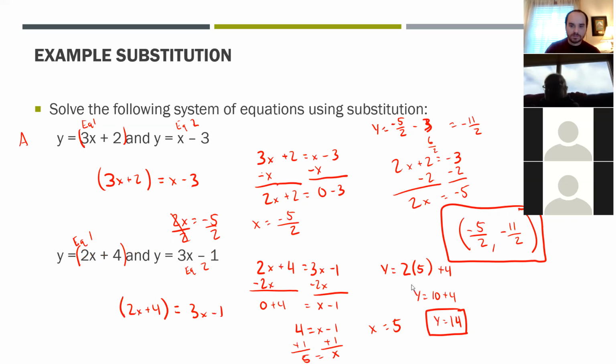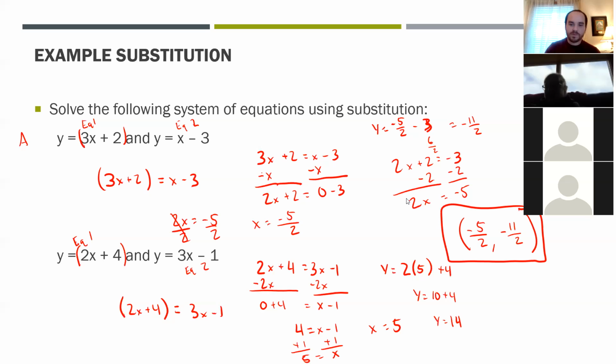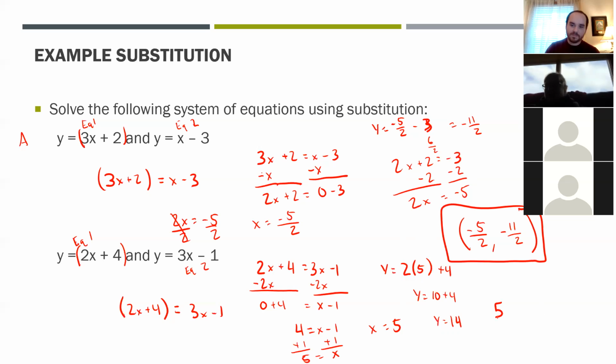Actually, that's not the answer. Hold on. Sorry, shouldn't have boxed that. So now we know our x, we know our y, we write them as a point. One last step, 5, comma, 14. So this is our actual answer.